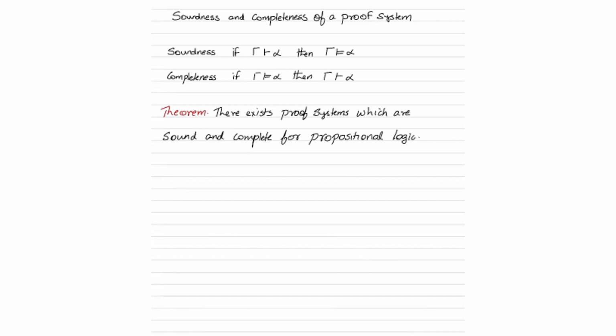But what this says is that it's recursively enumerable, in the sense that eventually you can enumerate all validities. That's all it says. It does not say that you can do it efficiently.